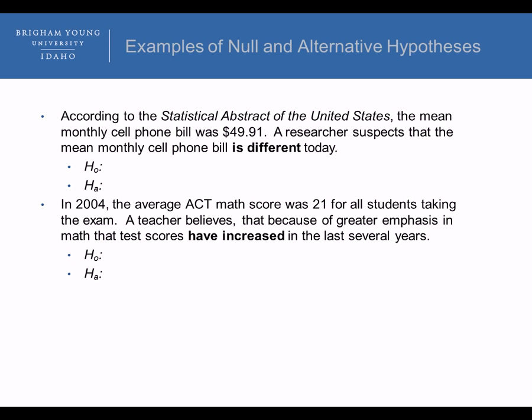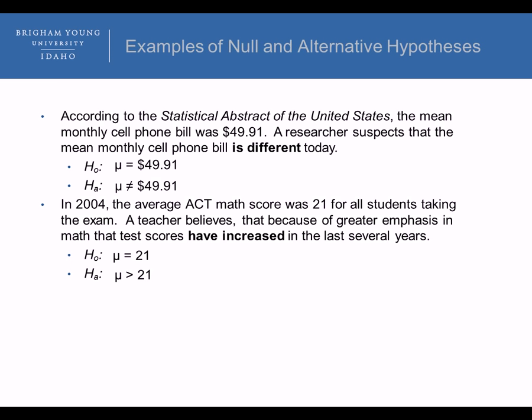Okay, so for this first example, the status quo, or the null hypothesis, is that the population mean is equal to $49.91. The alternative hypothesis, since the researcher thinks that the mean cell phone bill is different today, is that the population mean is not equal to $49.91. Now for the second example, the status quo is that the population mean ACT score is 21, and the alternative is that the mean is greater than 21.